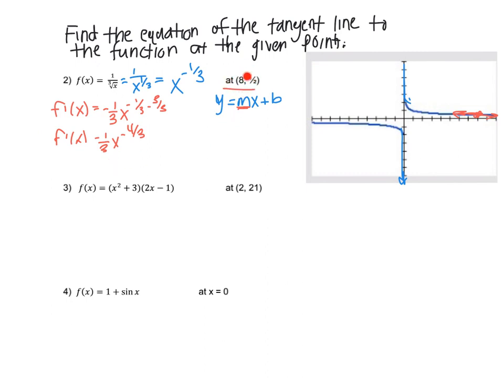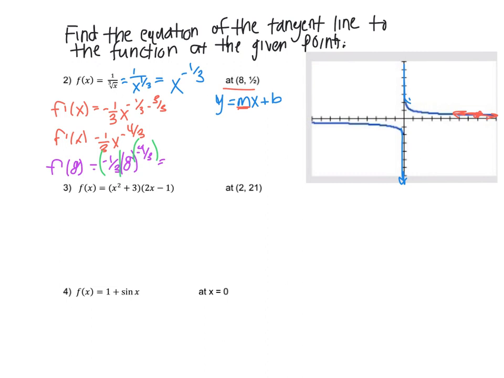Specifically, I want the slope when x is 8. So instead of simplifying this, you can just crunch the numbers now because we just want to know the actual value of the slope when x is 8. So you can just use your calculator, plug in 8, raise it to the negative 4/3, and that exponent in your calculator is going to need to be in parentheses. So make sure you enter it all correctly. It's negative 1/3 times 8 raised to the negative 4/3, and that's going to give us our slope.